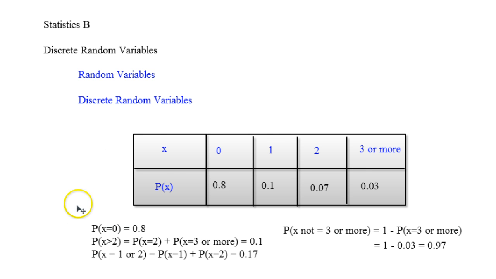Okay, and that's it for discrete random variables. It's pretty easy, pretty straightforward. Just make your table, make sure you have your countable outcomes up here and then your probabilities down here, and it should be really easy to work with.